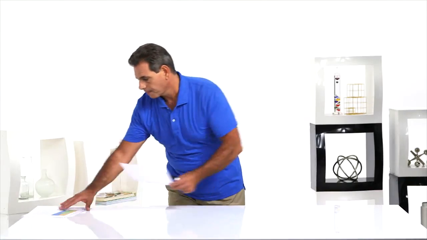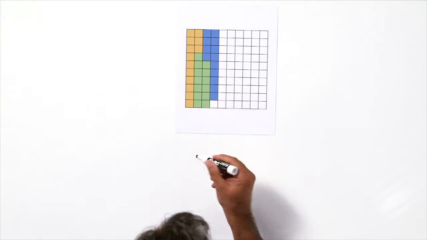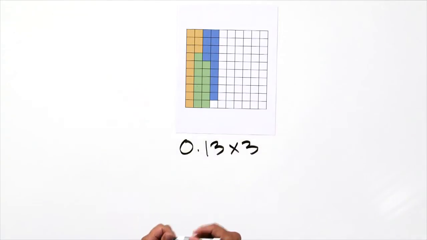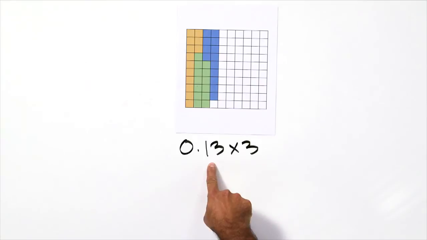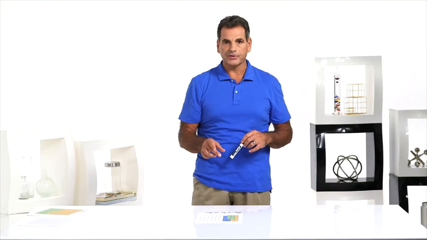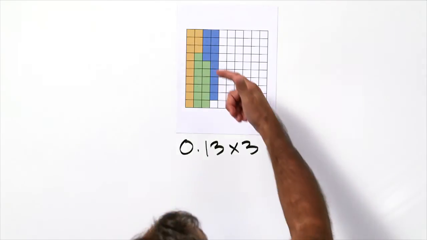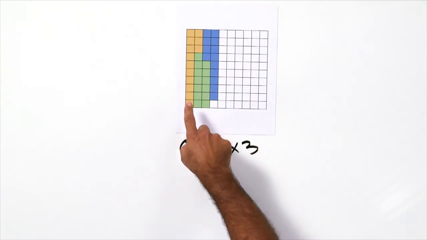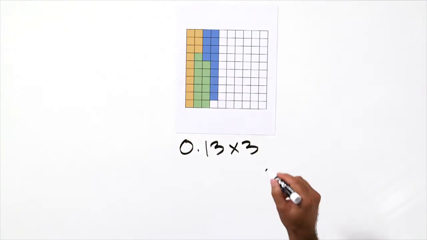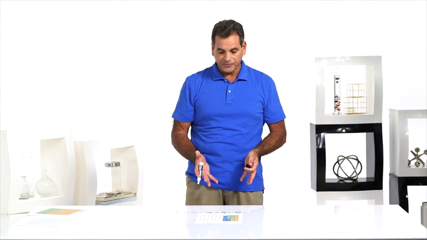For example, look at this model. 0.13 times 3. Have the students shade in 13 hundredths 3 times and have them use different colored pencils or crayons so they can keep track of their 13 hundredths. Then they can see this is 1 13 hundredths, the green is a second 13 hundredths, the blue is a third 13 hundredths, and then just count it up. 10, 20, 30, 39 hundredths. 13 hundredths times 3 equals 39 hundredths.